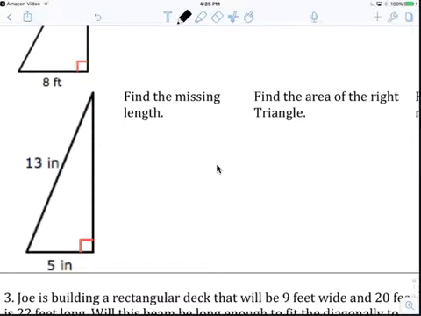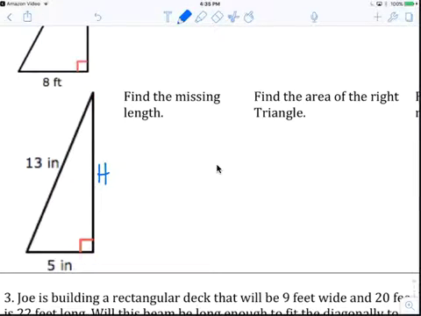This is the missing length. You can give that length any letter you want: A, B, C, D, E, F, G, H, I, J, K, whatever. That missing length is going to be on tomorrow's test. It's going to look like this. So find that missing length right here.